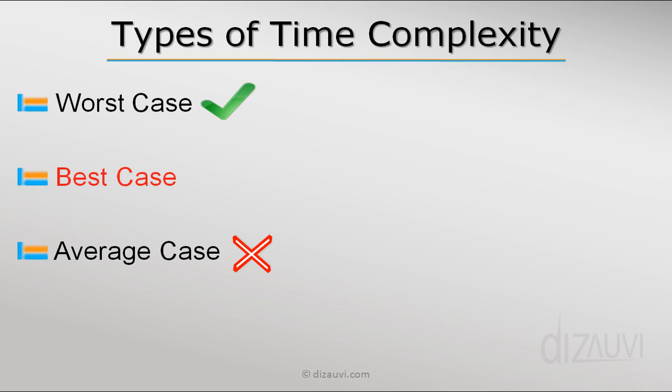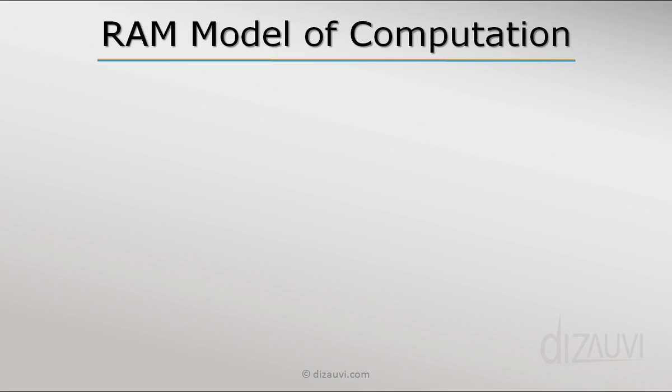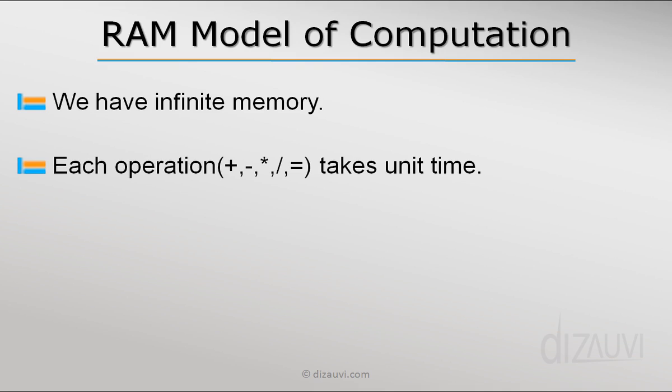To be able to analyze an algorithm, we need to make a few assumptions on how the operations are performed on the data. This is called the RAM model of computation. And we assume that we have infinite memory. That is, we don't really worry about memory constraints when analyzing algorithms. We assume that each operation that we do, whether it is a mathematical operation or any other, takes 1 unit of time.